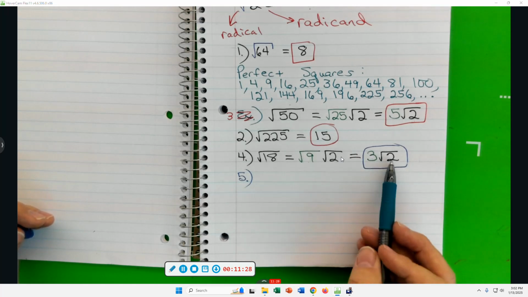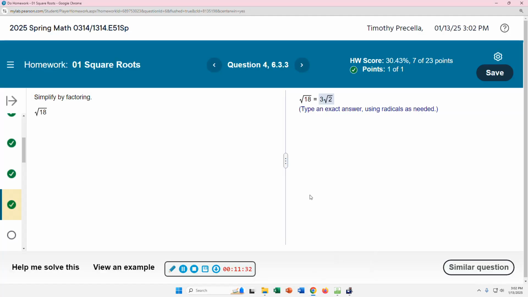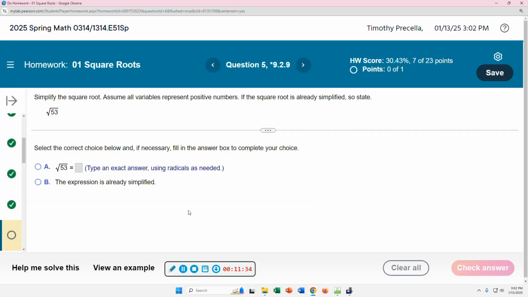The square root of 2 just stayed under the radical. Now, what's number 5? Okay, simplify the square root. Notice this one's different. It has that option B where it can't be simplified.